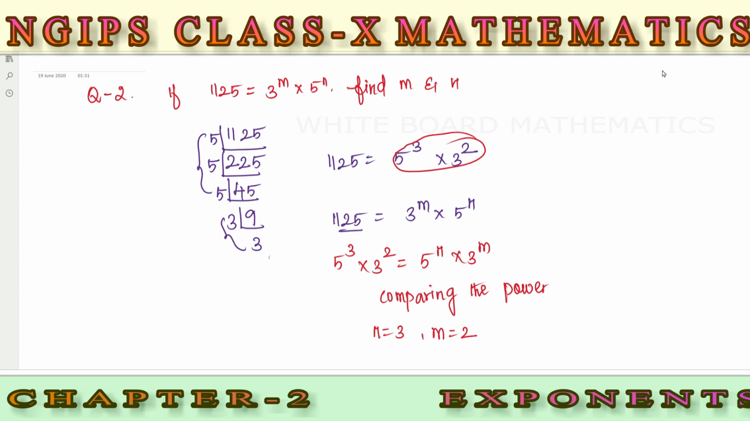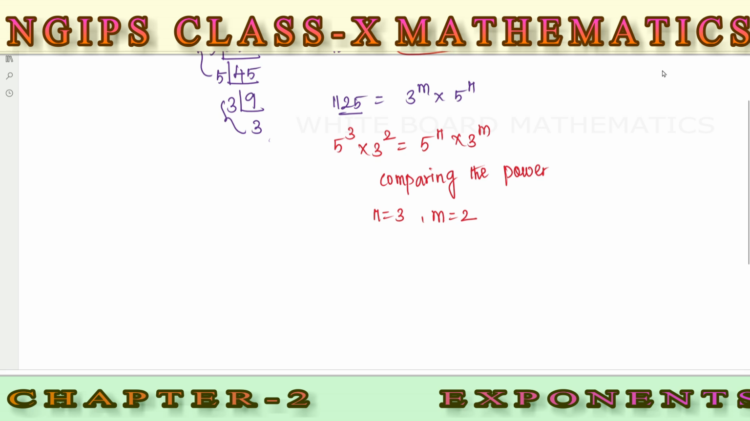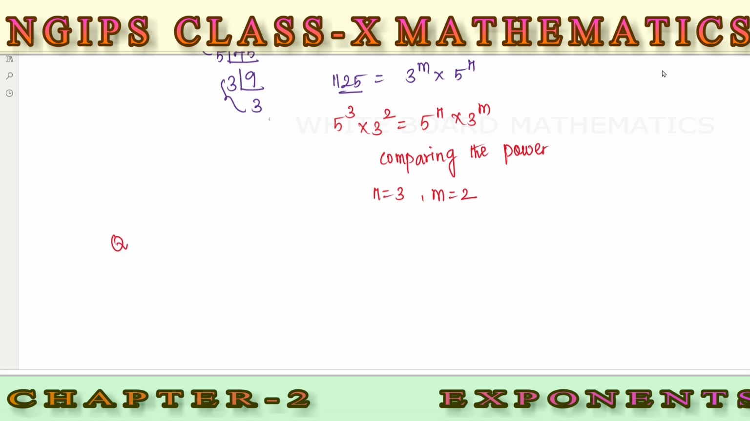Next we will move to the next question. Here is question number 3. So the third question we have, we need to find x if 9 into 3 to the power x is equal to 27 whole to the power 2x minus 3. So this is what they have given in the question.